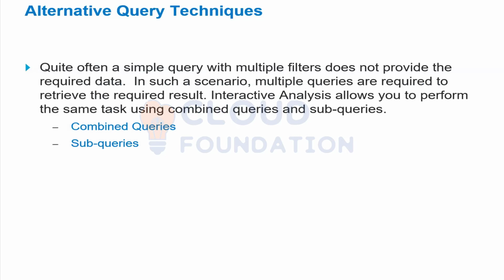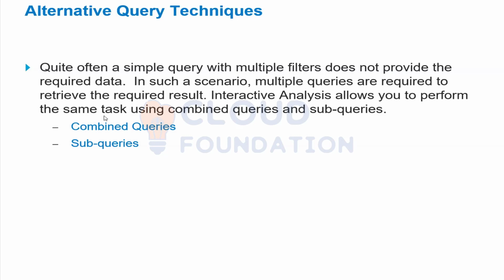So we will write one query and we will union with another query to get the required output sometimes. And sometimes we have to do the intersection. Based on the requirement, we might need to do combined queries, but it is not always preferred because it can impact the performance of the report sometimes. Quite often, a simple query with multiple filters does not provide the required data. In such a scenario, multiple queries are required to retrieve the required result.